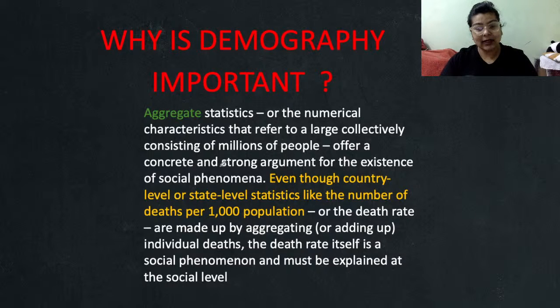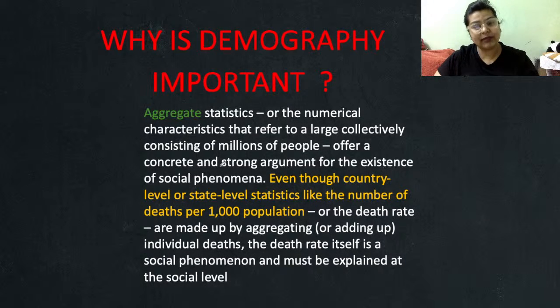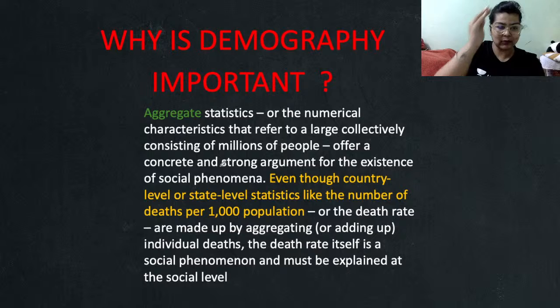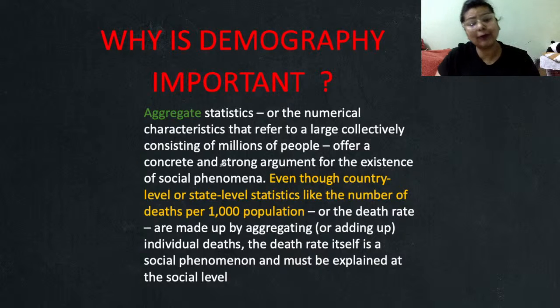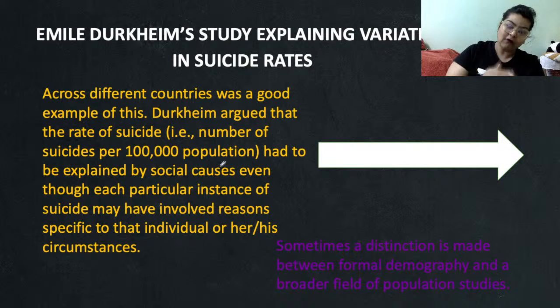Now, what was the argument? Even though the country-level or state-level statistics, like the number of deaths per thousand population, or the death rate, were made up by aggregating, adding up individual deaths one by one, the death rate itself was a social phenomenon. It had to be explained at a social level. Otherwise, how will we try to understand the entire thing? That is the reason it plays a very important role. Emile Durkheim's study explained the variation in suicide rates. It is there even in your book how Durkheim argued that the rate of suicide, that is the number of suicides per 100,000 population, had to be explained by social causes, even though a particular instance of suicide may have involved reasons specific to that individual's circumstances.